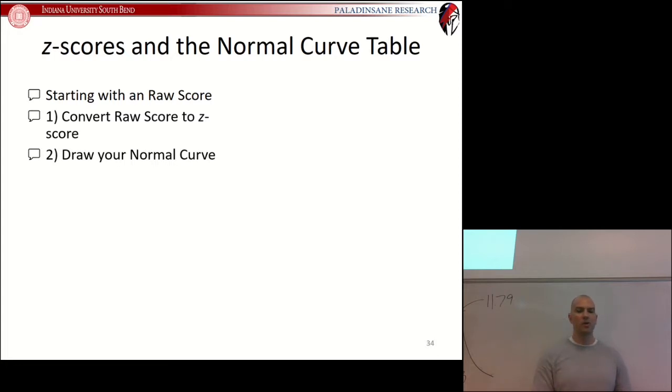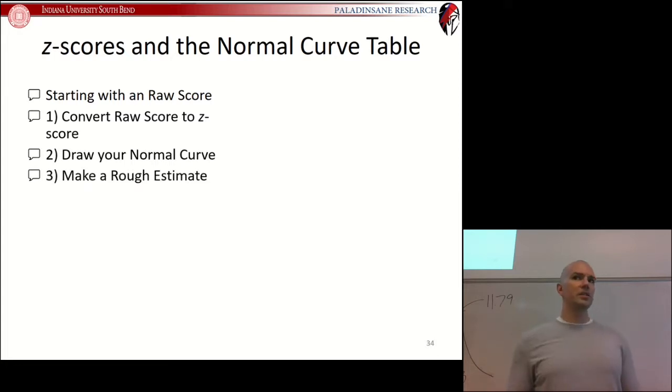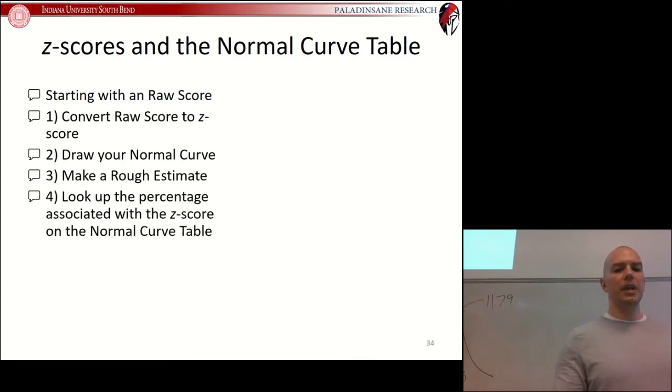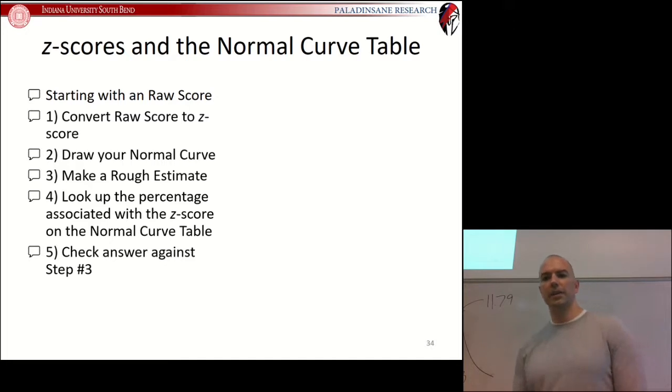So draw your normal curve, make a rough estimate. I'll show you how to do this. Then look up the percentage associated with your z-score on that normal curve table. Check your answer against step 3, and then you get your final answer.